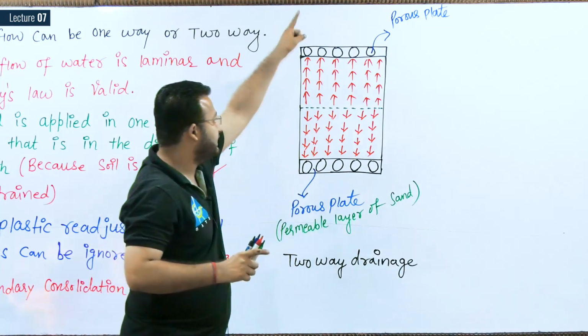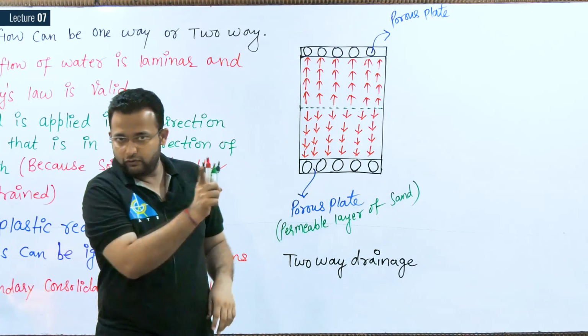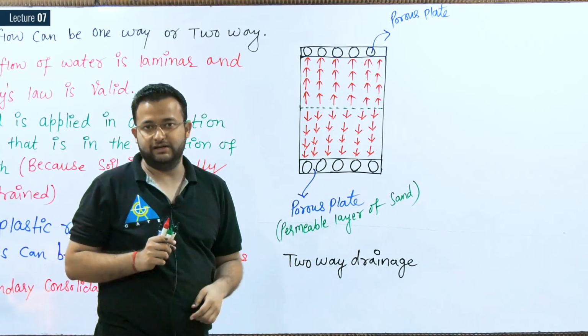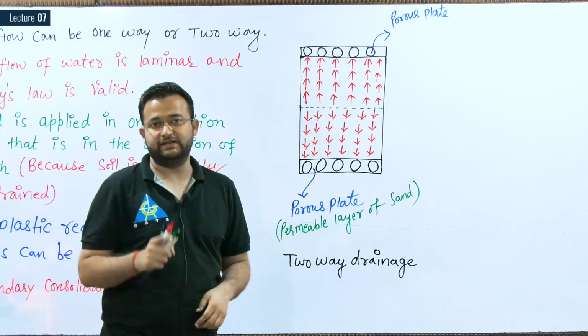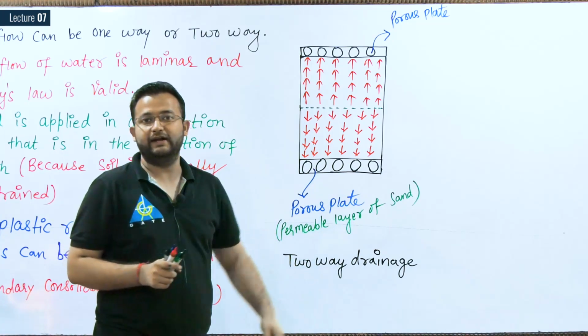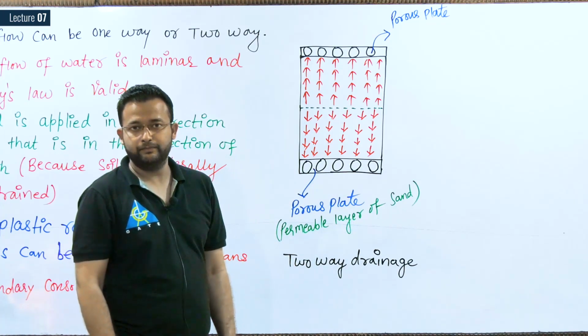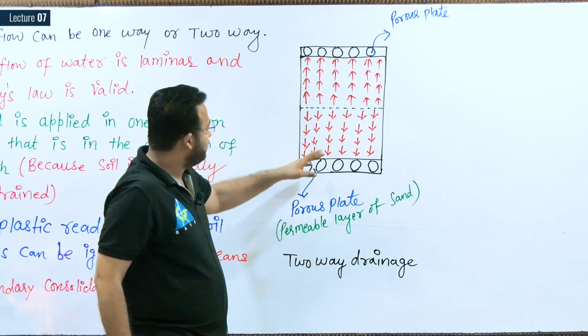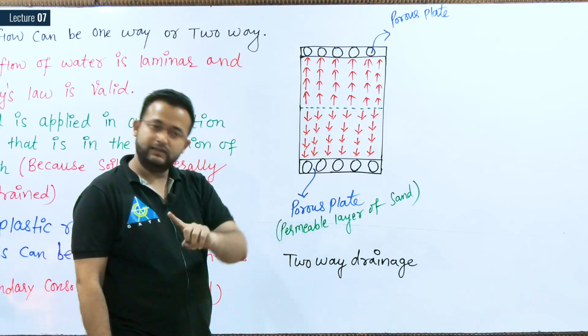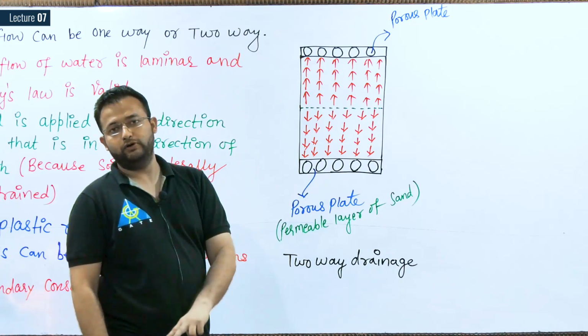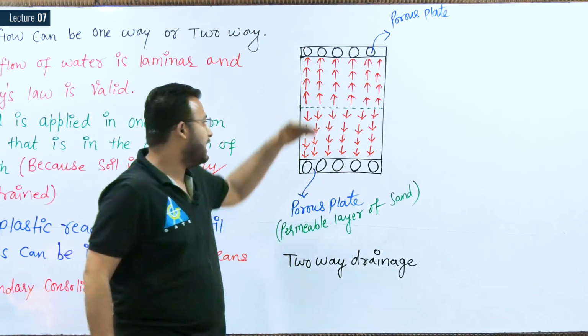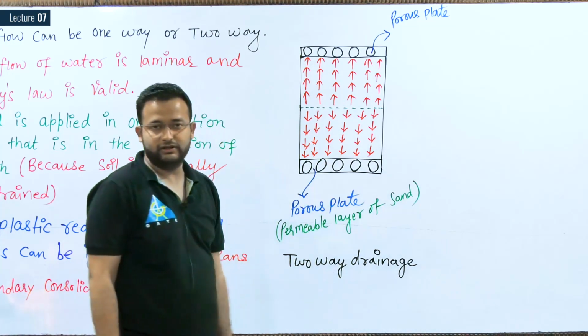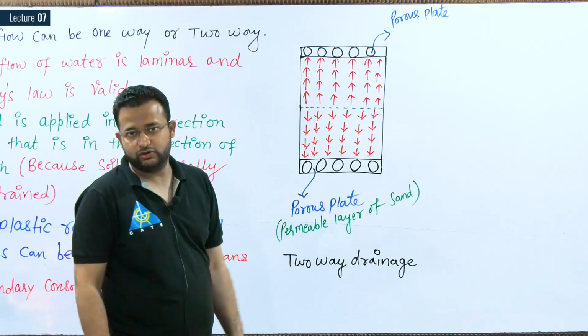Direction is one only, that is vertical. Water is not flowing in x direction or in z direction. Water is flowing only in y direction, maybe in positive y, maybe in negative y, or both together. So when the water is flowing in one direction, then it can be one way, it can be two way. This is the example of two way. Half portion is going there, half portion is going there. This is called two-way drainage.